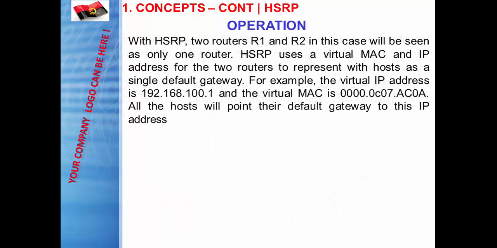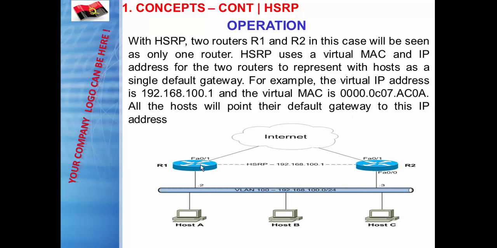So let's talk about the operation of this protocol. Suppose that you have a single network with two or more routers participating in the same HSRP group. They will be using a virtual IP address and a virtual MAC address. This allows router one and router two to share a single virtual router. In this case, considering the scenario, they are able to share this IP address. It means that if router one fails, router two should take the decision to become the primary, and they are also able to share a single virtual MAC address.